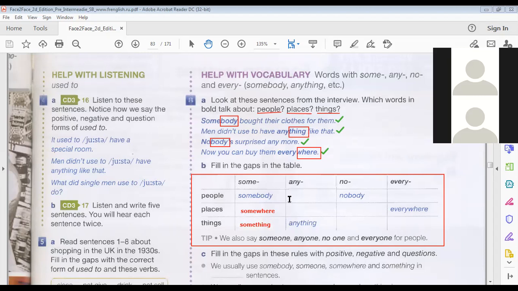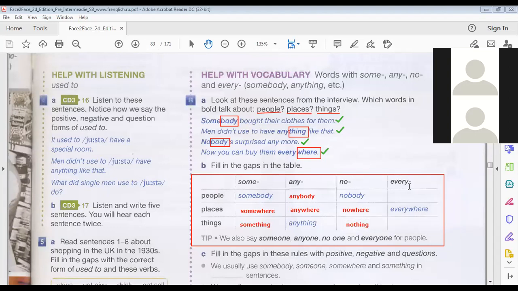Can we use it with place, with people? Anybody. Anyone. Anyone or anybody are correct. And for places, anywhere, that's correct, yeah. Okay, what about no? How can we use it for places and things? Nowhere, for places. And for things? Nothing. He likes nothing.